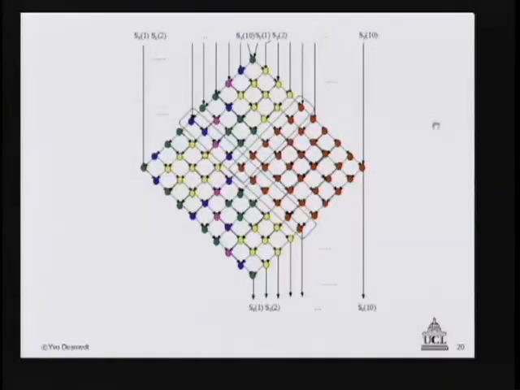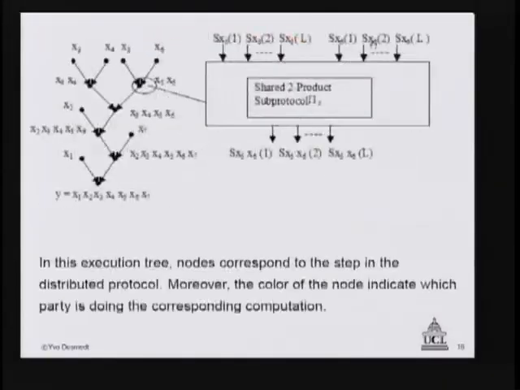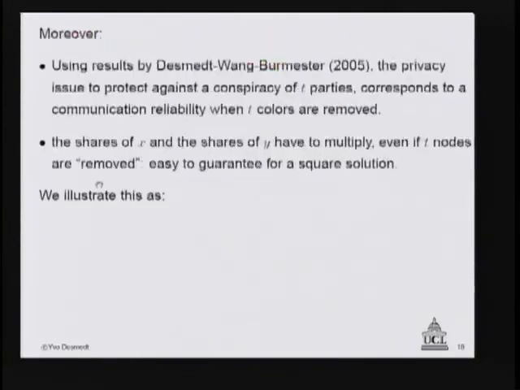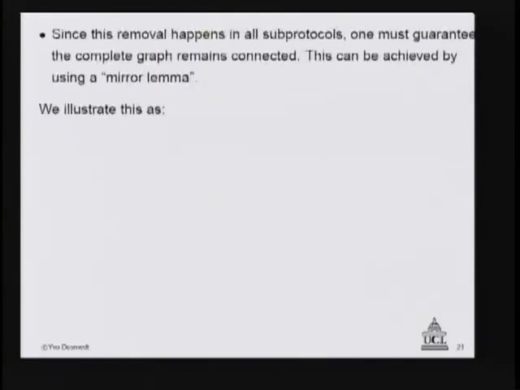So what now happens is that this is only a subprotocol. We may not forget that this is only a subprotocol. In reality, we are working with this. So now, if we are removing T colors, we remove T colors here in this subprotocol, in this subprotocol, in this subprotocol, and in all these subprotocols. And what we have to guarantee is that there are still paths from all the inputs to the output. How do we guarantee that? For that we have to guarantee that the complete graph remains connected.